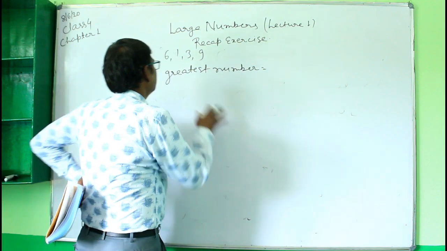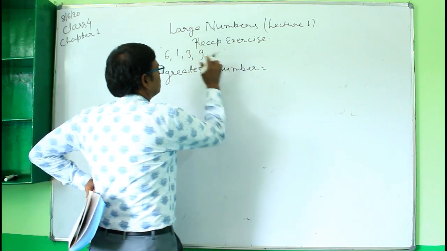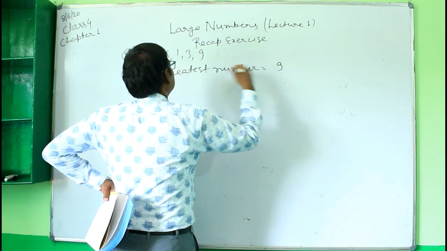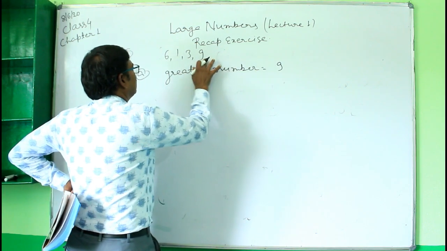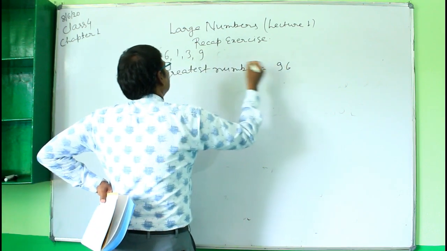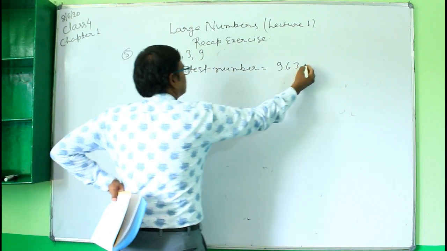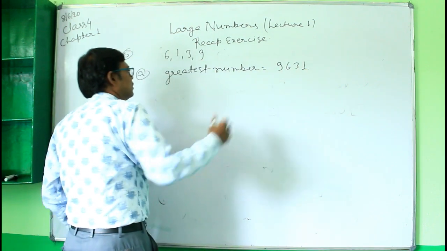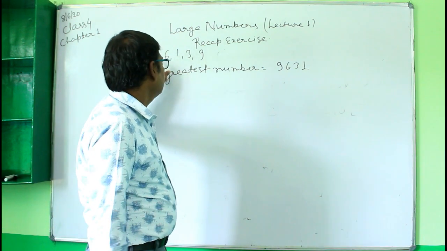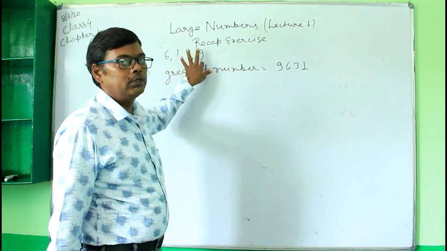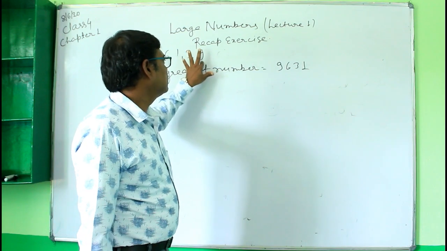Greatest number: first you will write 9, that is the largest number here. Then the next bigger number is 6, so write 6 here. Then the next bigger number is 3, then write 3, then write 1. So this is the greatest number. If you are given these 4 digits, then from these 4 digits you can make the greatest number like this.